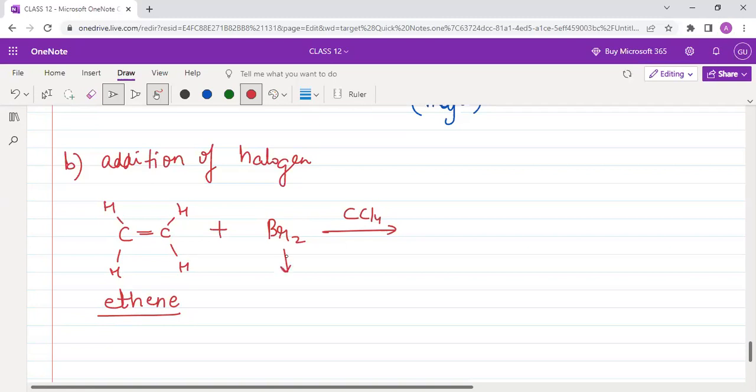Now the alkene reacts with bromine. Do you know the color of bromine? It is reddish brown. When you react this alkene with bromine, the bromine atoms will add to the two carbon atoms. So it will form CH2 single bond CH2, with Br added to both carbon atoms. This is an example of a dihalide, because two halogen atoms are present on adjacent carbon atoms. So it will be called vicinal dibromide.